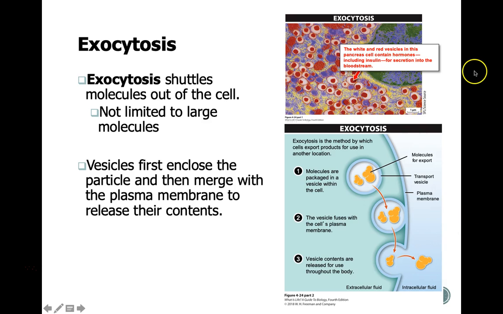So up here, we have an image from the pancreas. So the pancreas contains hormones, and it actually produces insulin. So the pancreas can release insulin into the bloodstream via this process of exocytosis.